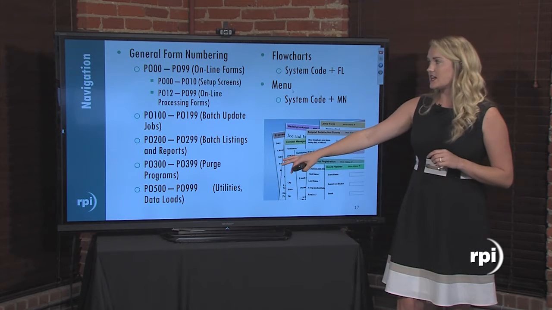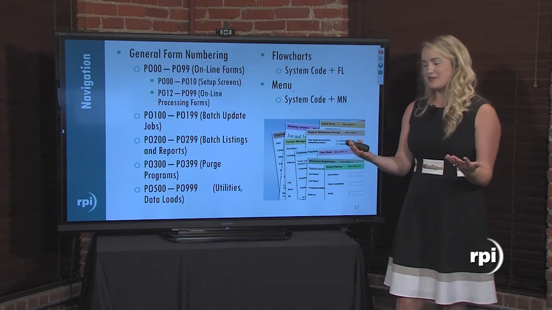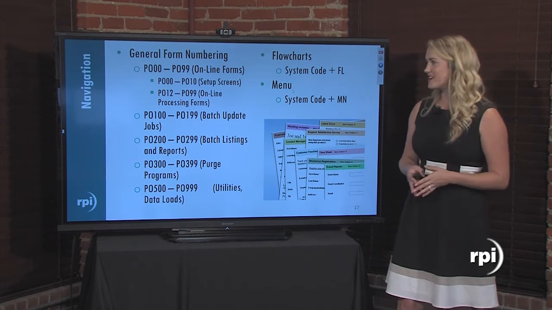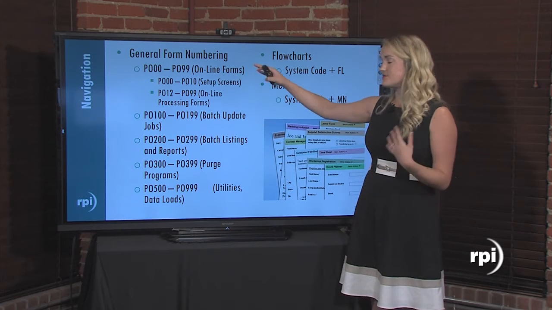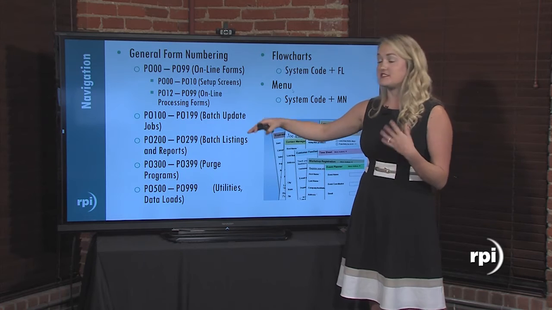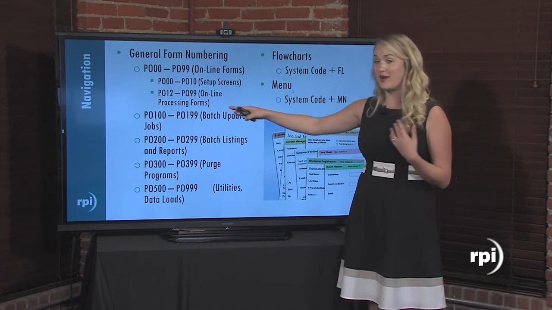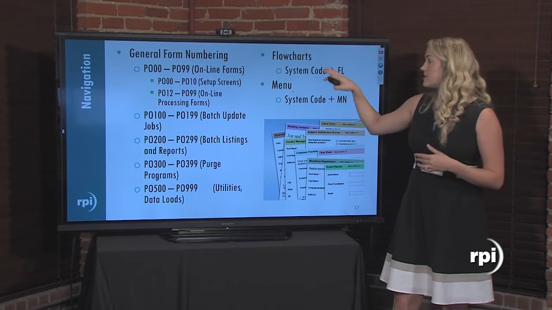And here's just a listing of your general forms for Lawson, just so that everyone can be reminded. I'm sure many of you know this, but in case you don't, it can be very helpful so you can see how Lawson progresses through the setup screens and your batch jobs versus your batch reports specifically. So one actually does something, one just gives you information. And then also the flowcharts in the menu.